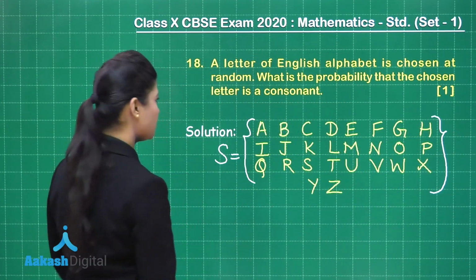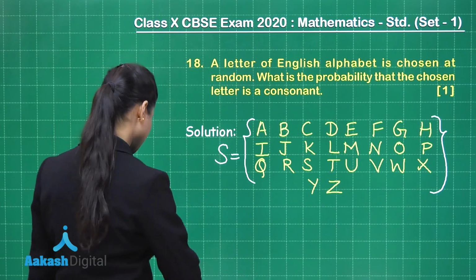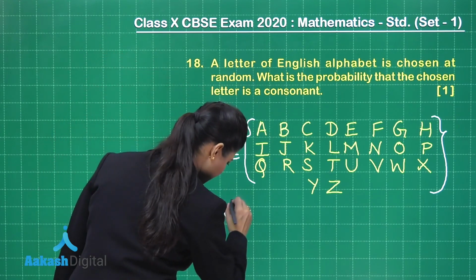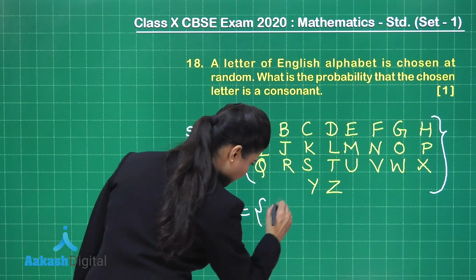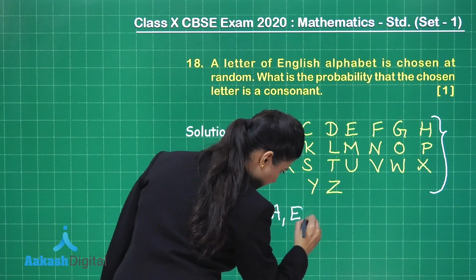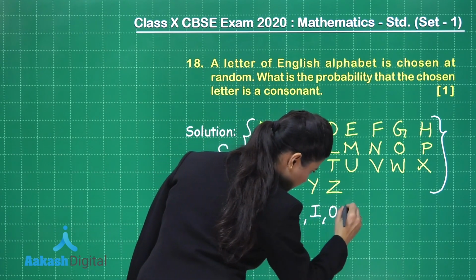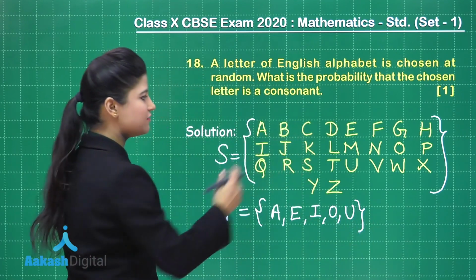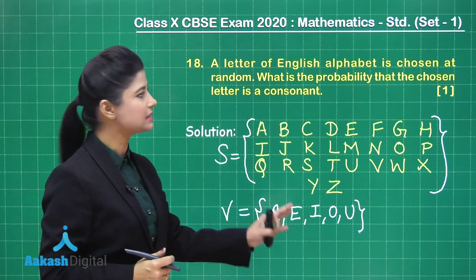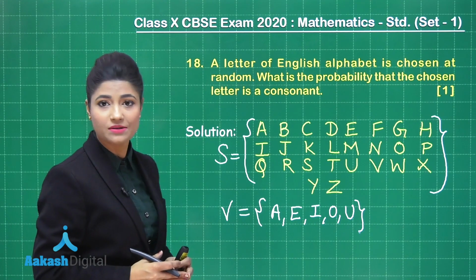So in this case, we are talking about the vowel. So when you talk about the vowels, the collection of the vowel will contain A, E, I, O, U. So we have 26 alphabets and 5 vowels. So remaining are consonants.